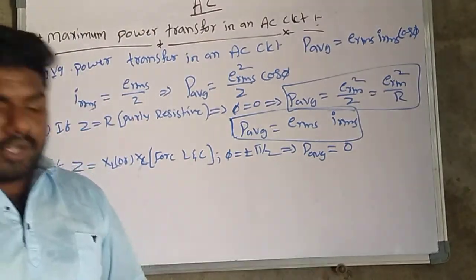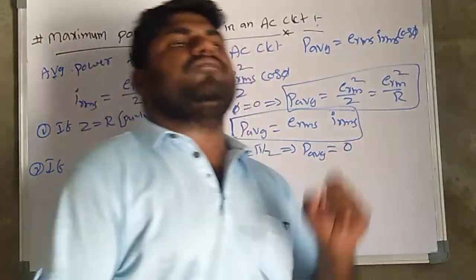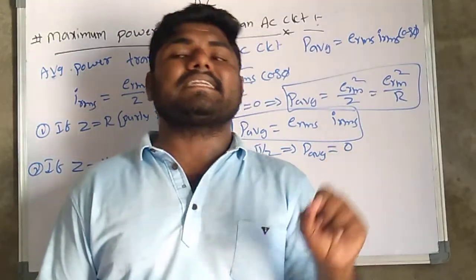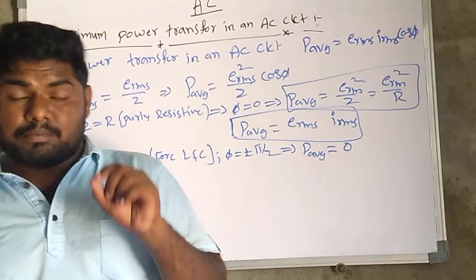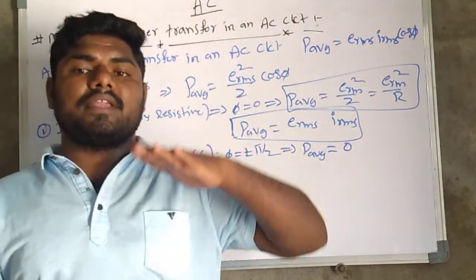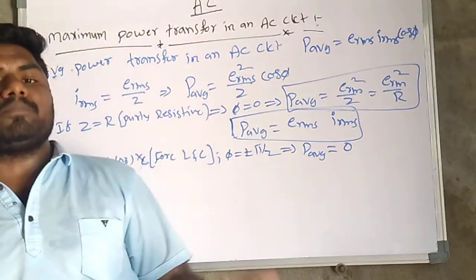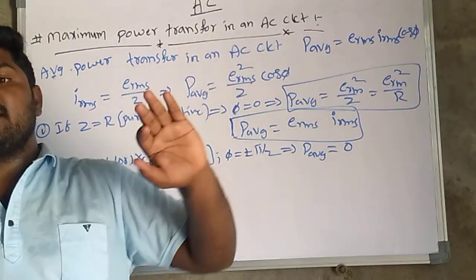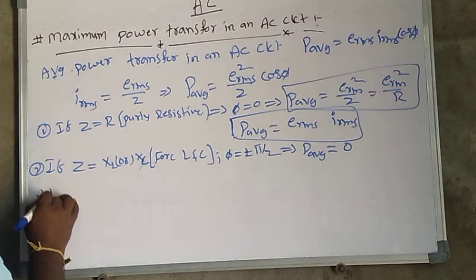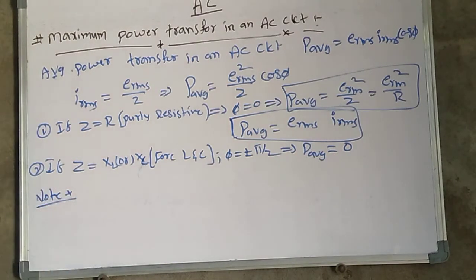Average power decreases due to the presence of L and C or both, that is, inductor and capacitor or both. Overall current is decreasing, hence average power consumption is also decreasing. This is a note point, very very important.